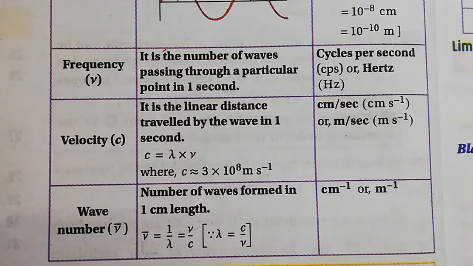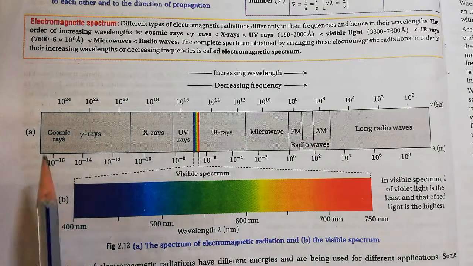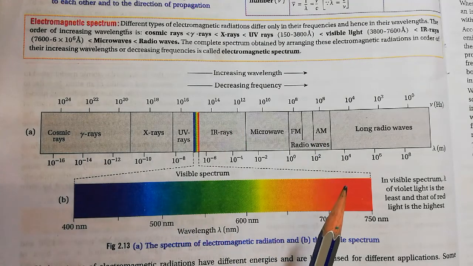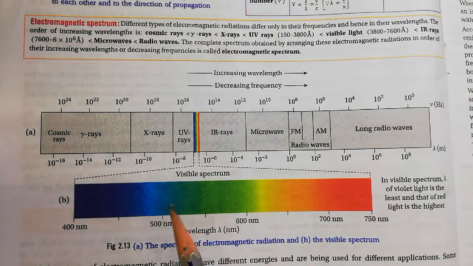Now we will study the electromagnetic spectrum, and here the complete electromagnetic spectrum has been shown. Let's define the electromagnetic spectrum: the arrangement of all the electromagnetic radiations. These are the different electromagnetic radiations in the increasing order of their wavelength.